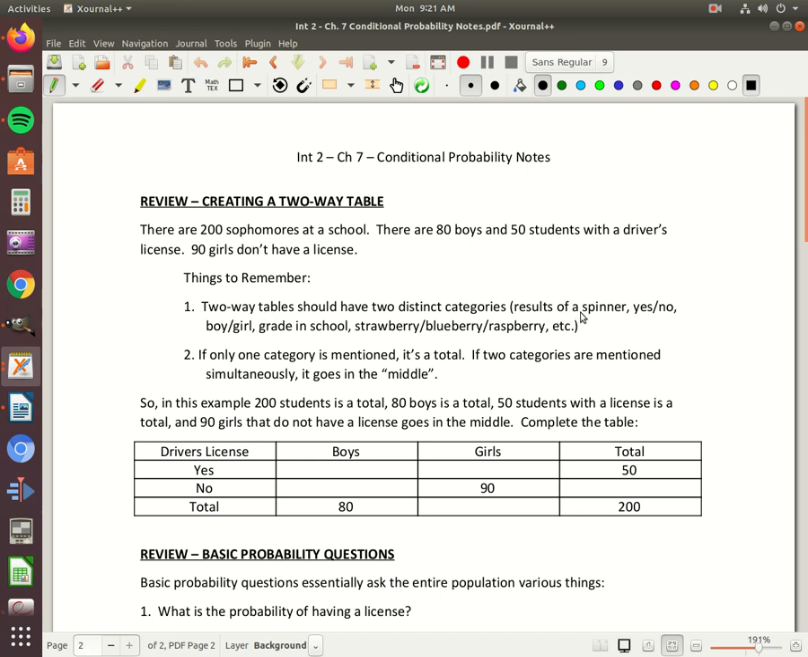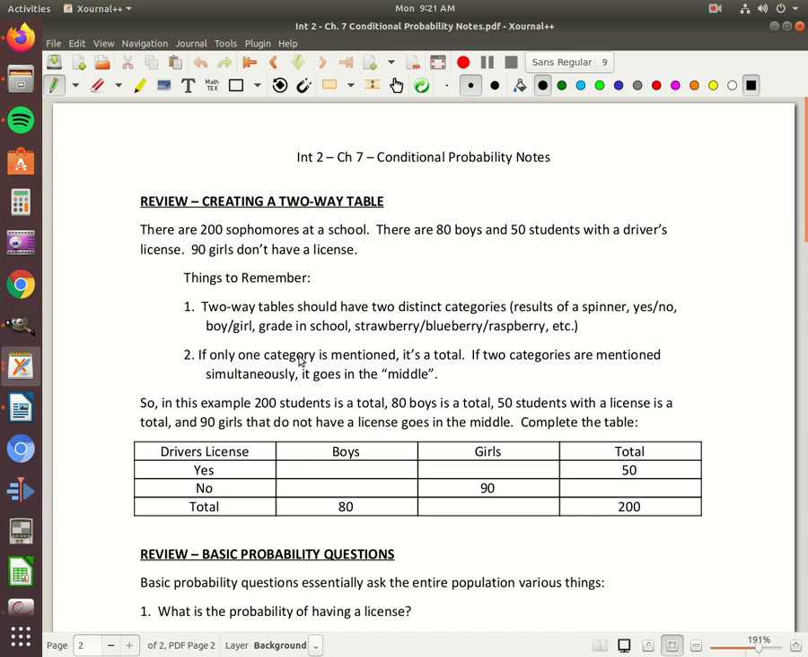such as a spinner, like 1, 2, 3, 4, 5, 6, a yes or a no, boy or girl, grade in school. We want it to be a very definitive on-off switch. You're a boy or a girl, or you have a driver's license or you don't. We don't want it to be muddied, like, on a scale of 1... well, no, I guess we could go 1, 2, 3, 4, 5, 6, 7, 8, 9, 10. But anyway, it says if only one category is mentioned, it's a total.